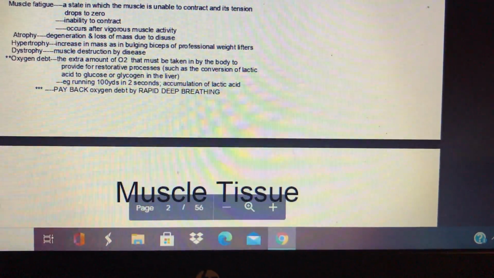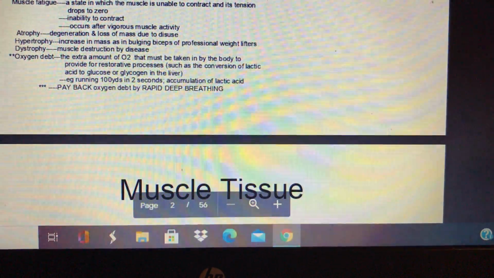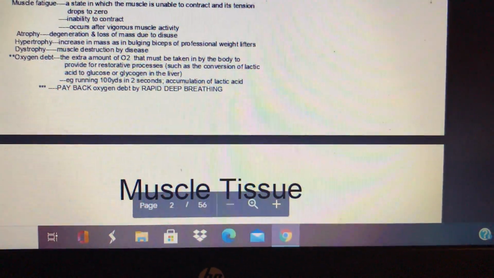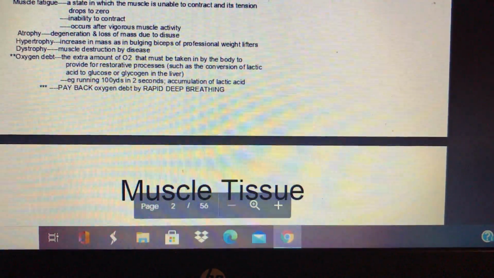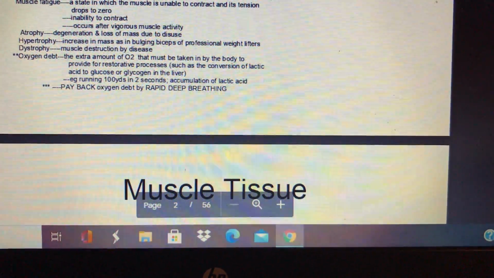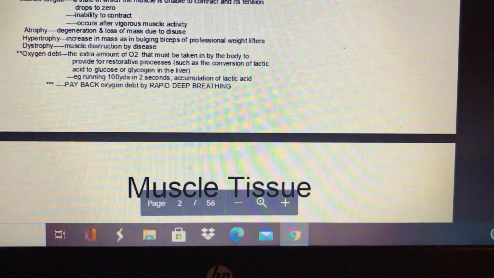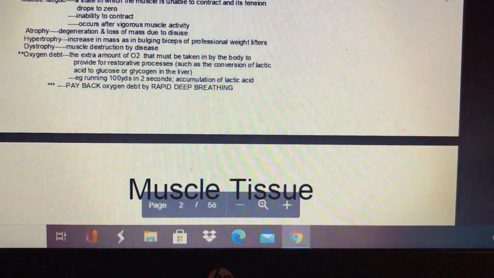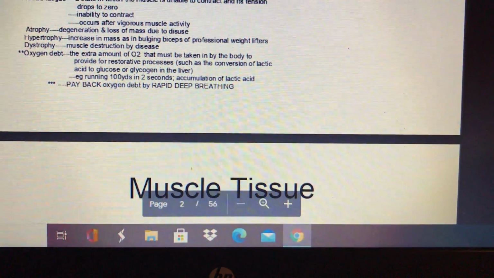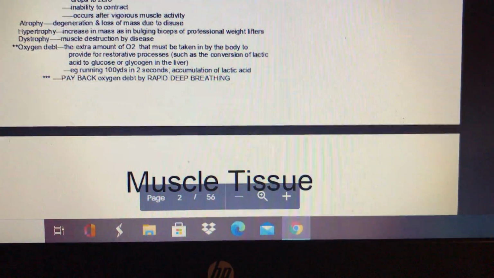Oxygen debt is the extra amount of O2 that must be taken in by the body to provide for restorative processes, such as the conversion of lactic acid to glucose or glycogen in the liver. Running 100 yards in 2 seconds gives accumulation of lactic acid. Pay back oxygen debt by rapid, deep breathing.